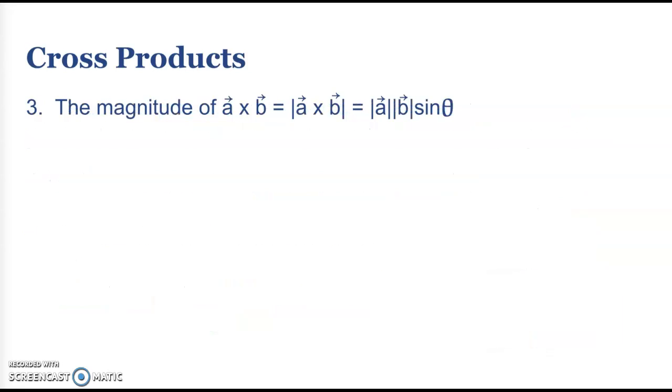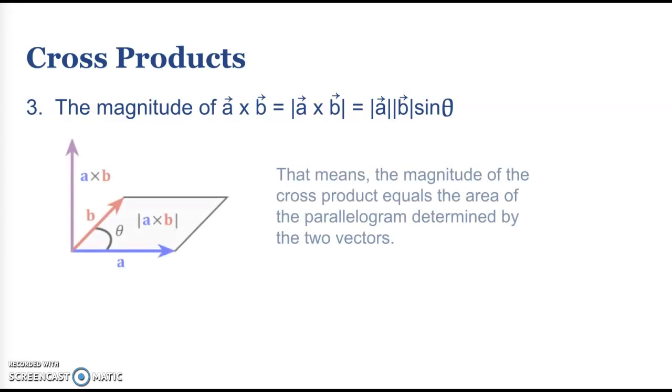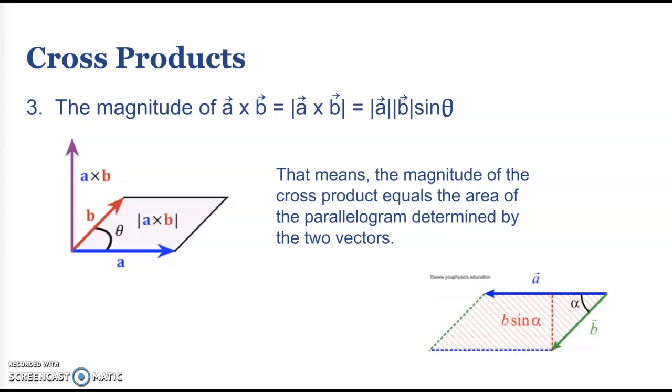The magnitude of the cross product, which remember you're going to find by taking the square root of the sum of the squares of each of the components, is the same thing as the magnitude of A times the magnitude of B times the sine of the angle between them. And that means that the magnitude of the cross product equals the area of the parallelogram determined by the two vectors. And to see why that's so, here are two vectors, and they make up two sides of a parallelogram.